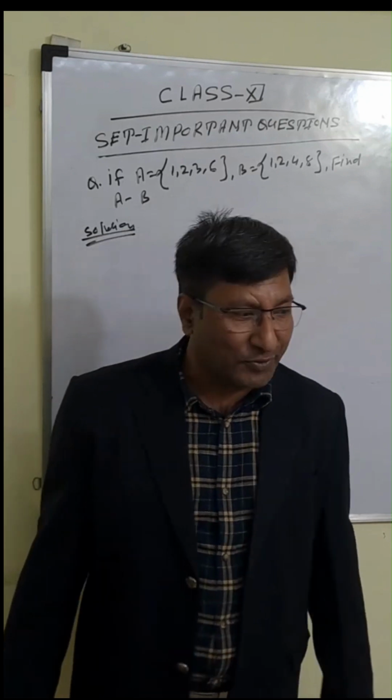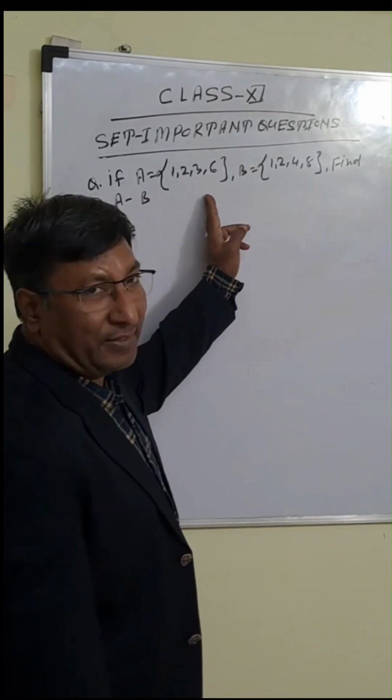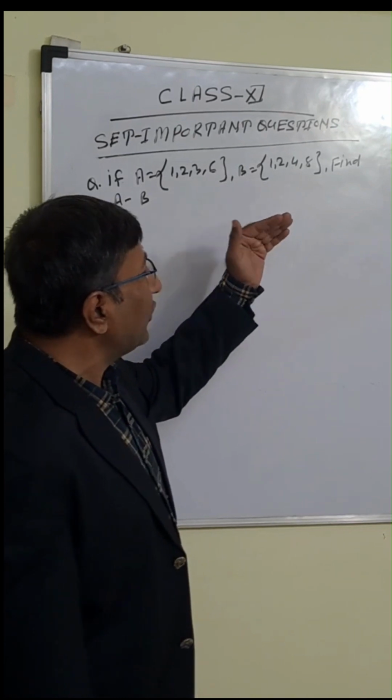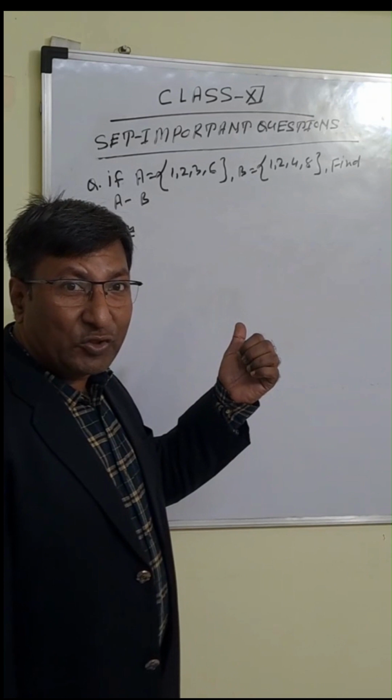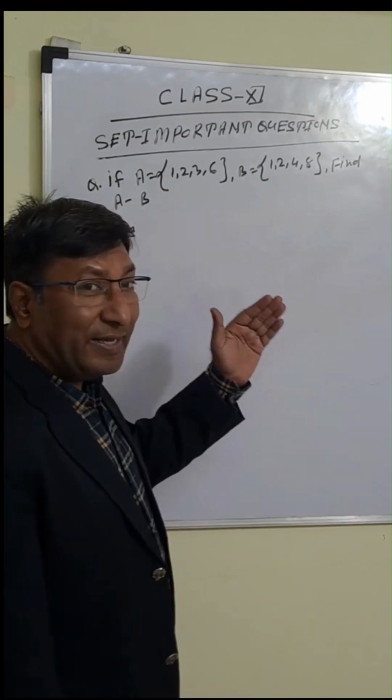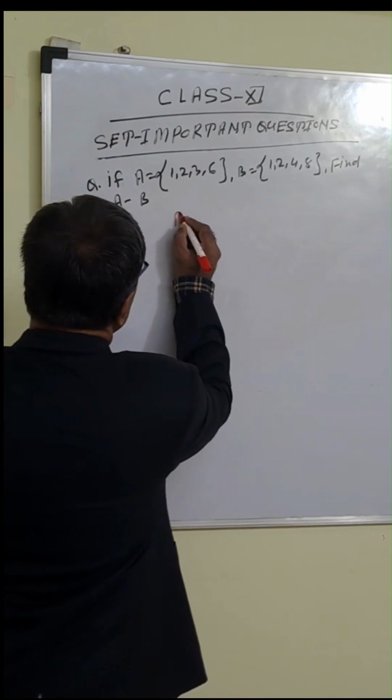Hello everyone. Most important question of set class 11. Let us see the question. Question is, if A = {1, 2, 3, 6} and set B is given {1, 2, 4, 8}, we have to find A minus B. So A minus B is what? Just remove the elements of B from A. So correct answer is what?